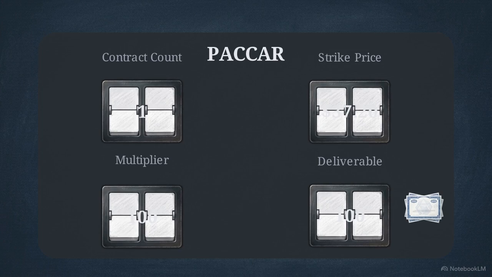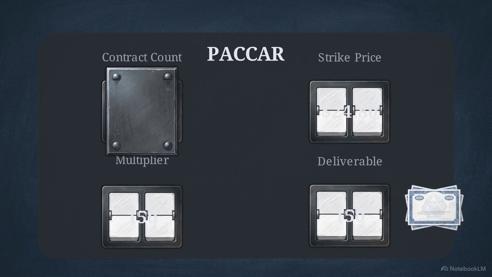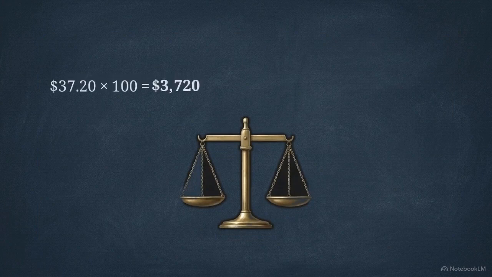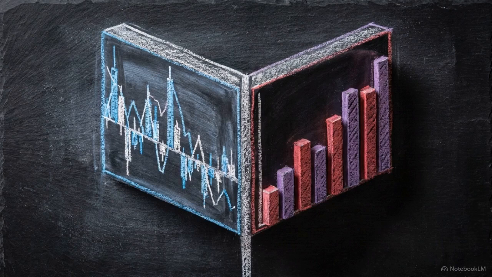On the X date, the contract count stays frozen at 1. Instead, the strike is divided by 1.5, dropping to 24.80. To balance this out, both the multiplier and the deliverable expand to 150. Let's test the invariant. Our original 37.20 multiplied by 100 equals $3,720. The new 24.80 multiplied by 150 equals exactly the same amount. The economics hold.